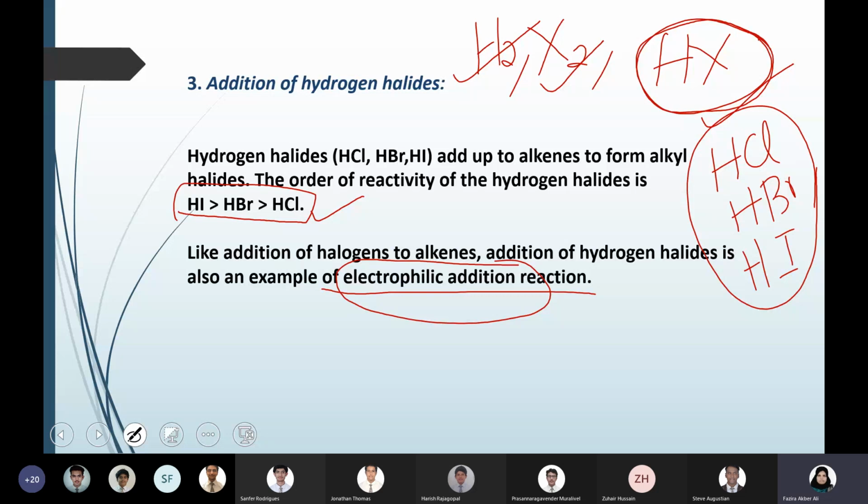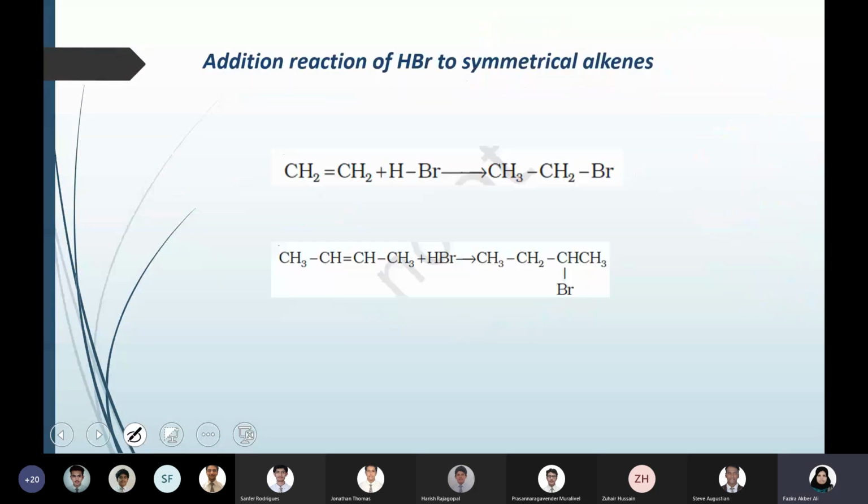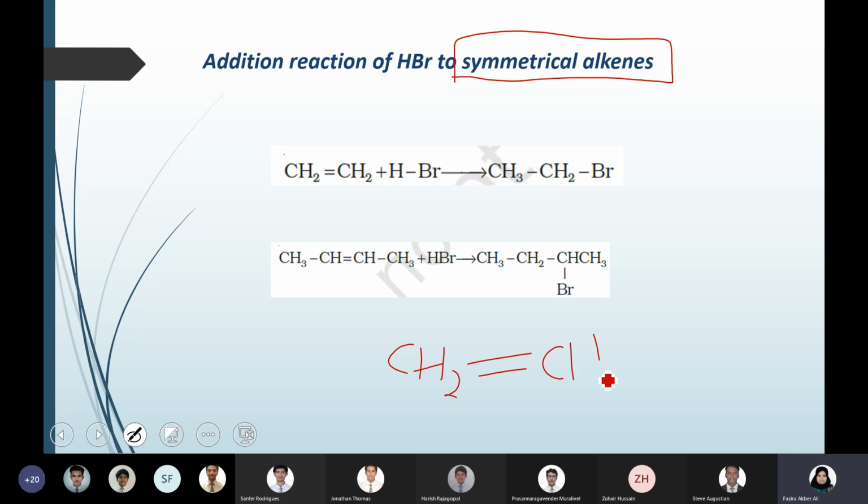Addition of hydrogen halides can be classified into two. The first category is addition reaction of HBr to symmetrical alkene. So first we should know what a symmetrical alkene is. Symmetrical alkene means if you take an ethene molecule and want to check the symmetry, either side of the double bond, if they are identical, they are known as symmetrical alkenes. If you take CH3CH=CH2, this is propene.